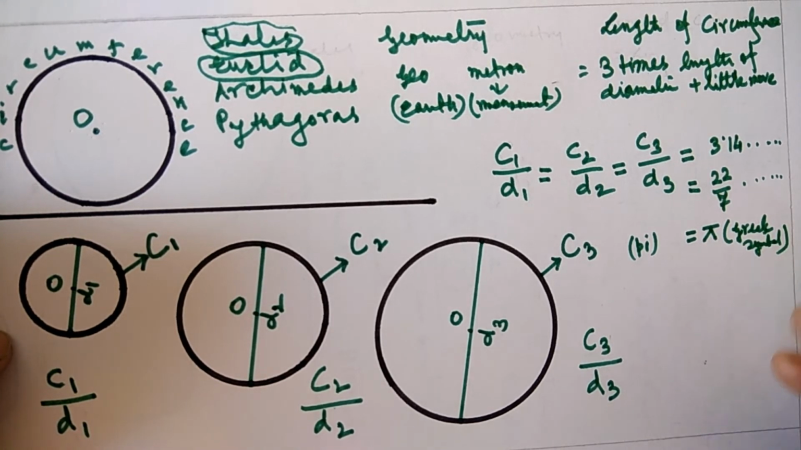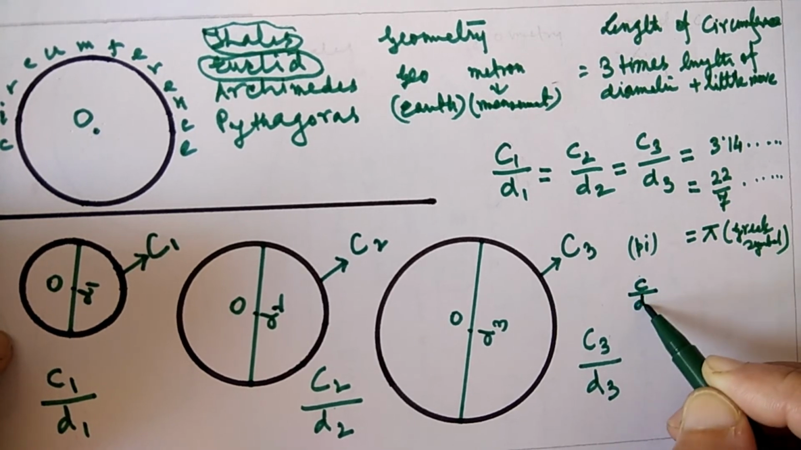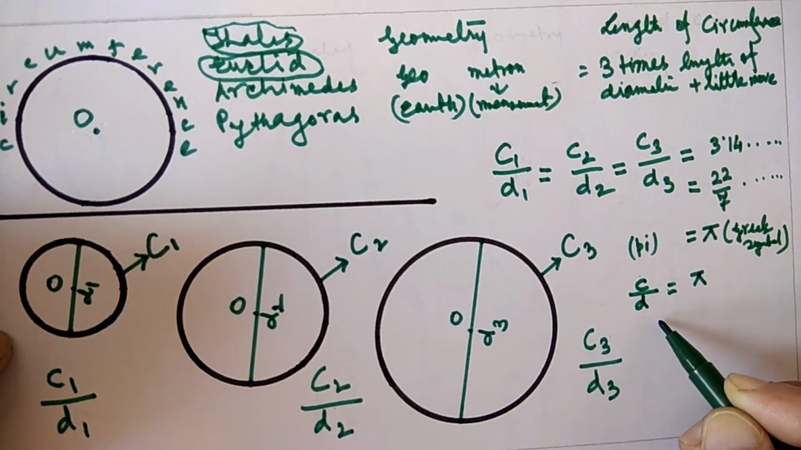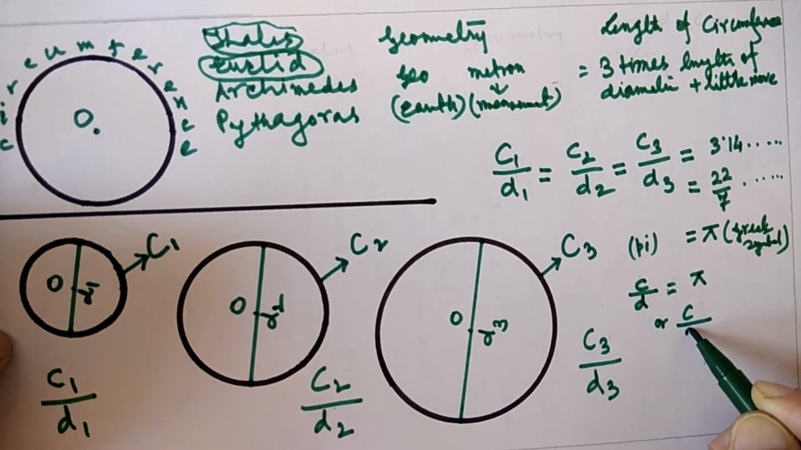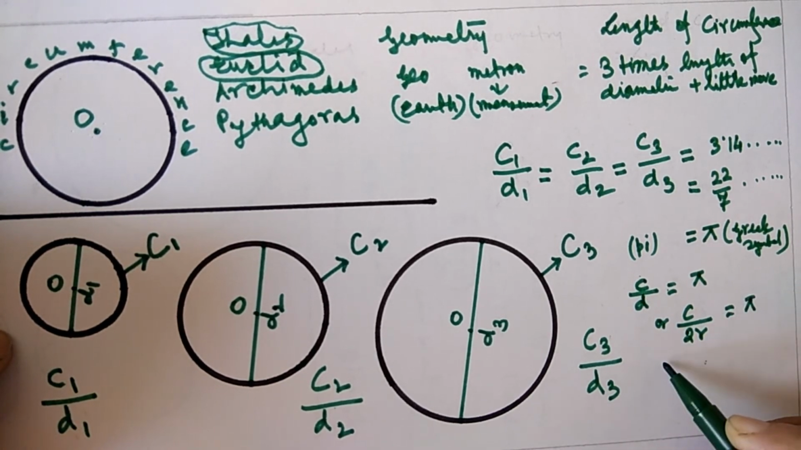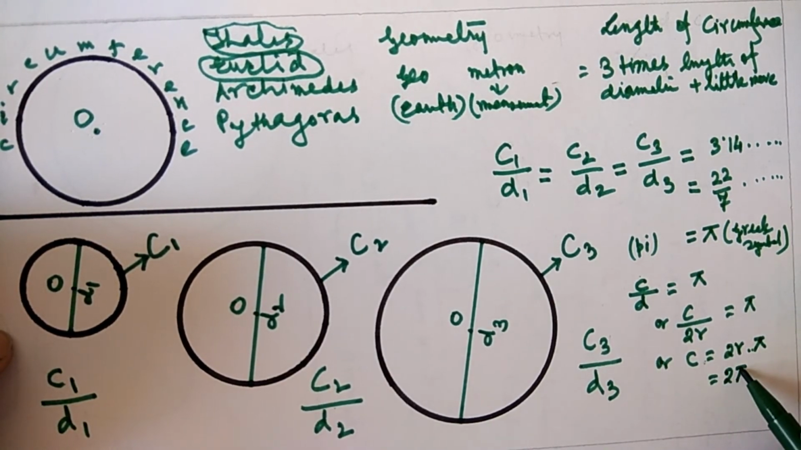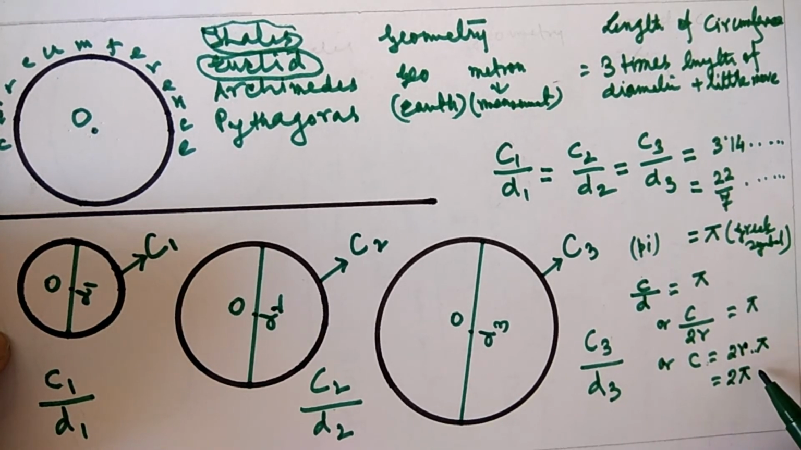So now friends, we can write in general that C by D is equal to pi, or we can write C by 2r. We know that diameter is equal to twice the radius. We can write pi, or C is equal to 2r into pi, where dot means multiplication. Then we can arrange this way, twice pi r. No sign means multiplication sign, so all are multiplied. We can change the place, twice pi r. Therefore we can write C is equal to twice pi r.